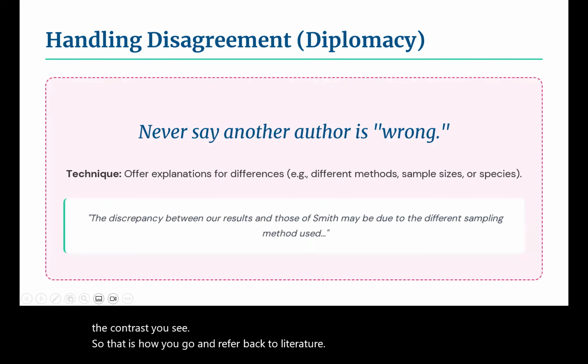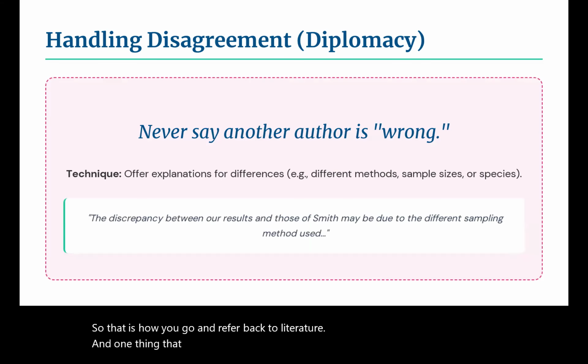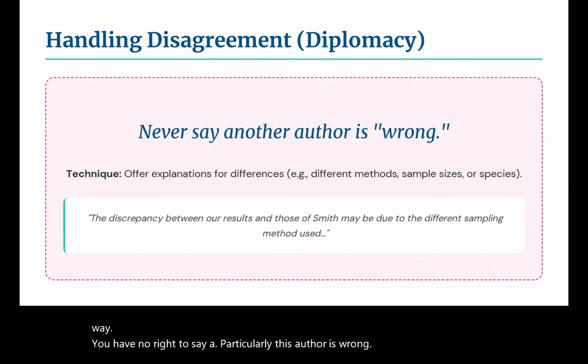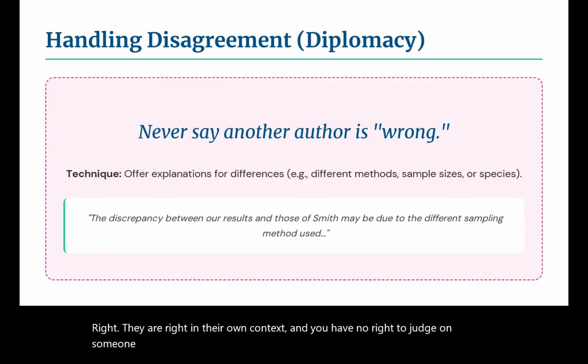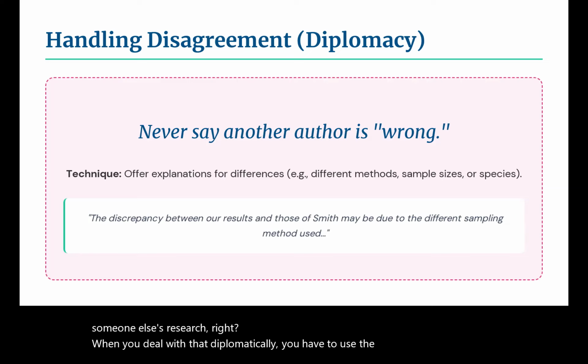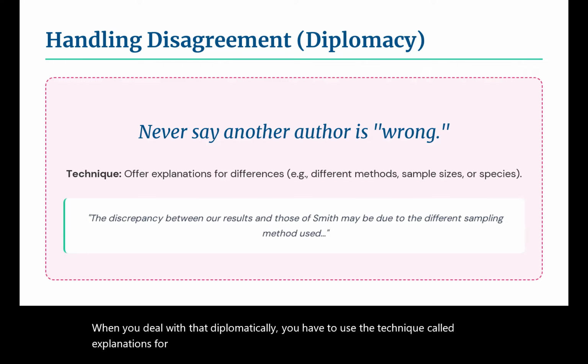And one thing that you have to be careful about is handling disagreement. You have to deal with this in a very diplomatic way. You have no right to say a particular author is wrong, right? They are right in their own context, and you have no right to judge someone else's research, right? When you deal with that diplomatically, you have to use the technique called explanations for differences. If your data is different from a particular dominant study, you might substantiate it diplomatically.